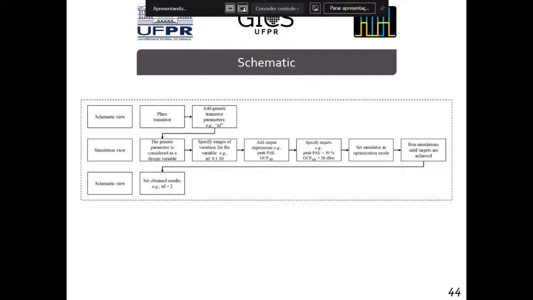This figure exemplifies how this process happens with the Cadence flow. In the schematic view, a transistor is placed and the number of fingers, formerly an integer, is altered to NF. In the simulation view, NF is automatically considered as a design parameter, and its range of variation can be altered. It is important to know the limits of each design parameter because there are often design rules that physically limit the circuit. Later, output expressions related to large signal metrics, efficiency as a function of the output power, for example, are defined, and specific targets such as efficiency equals 30% are set. Then, the simulator is set to optimization mode, and simulations are initialized. Finally, the obtained design parameter value is set in the schematic view.